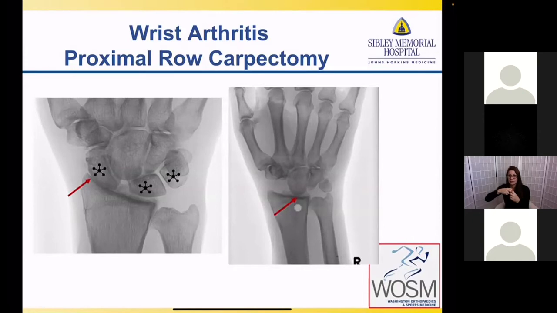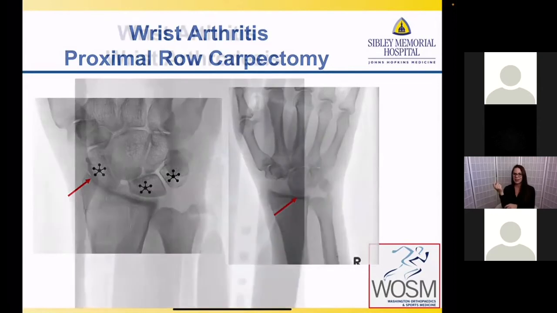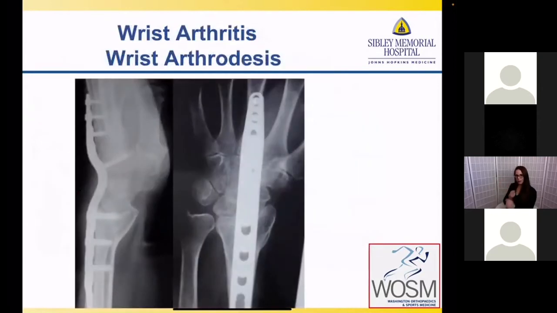It's good to maintain some motion. You lose about half to 2/3 of your motion, but it gives you functional motion. And it's a good option for somebody with pretty significant wrist arthritis who isn't enjoying activities. I've had patients go back to golf and tennis after this procedure, and it's a good operation for the right person.